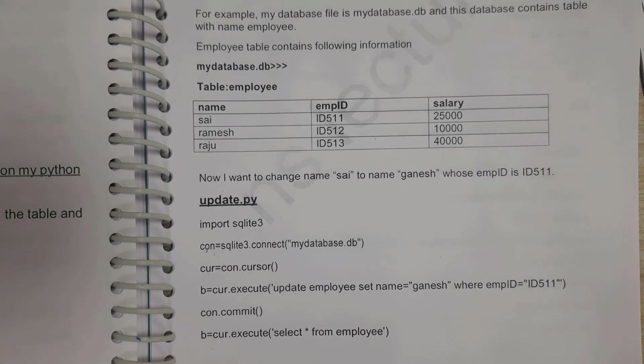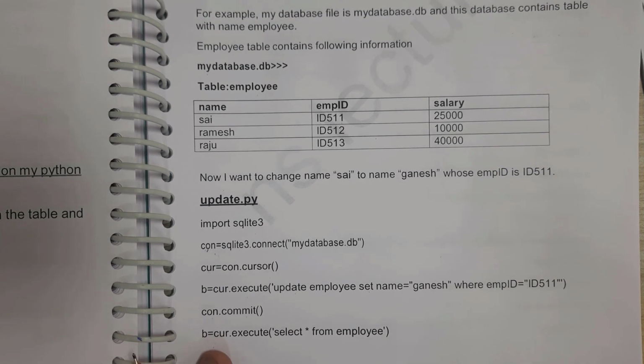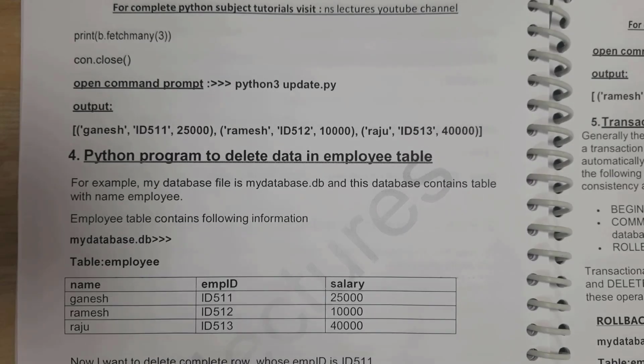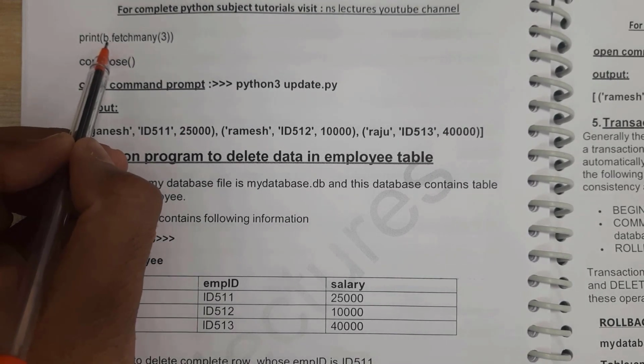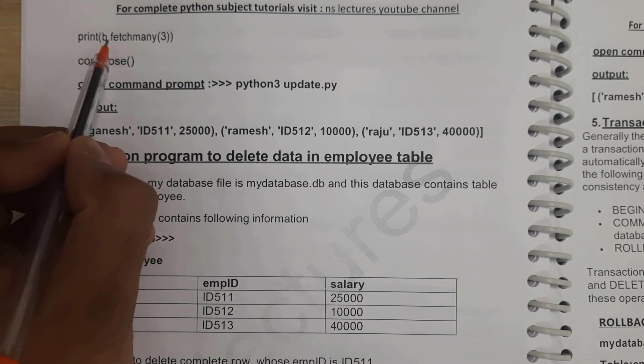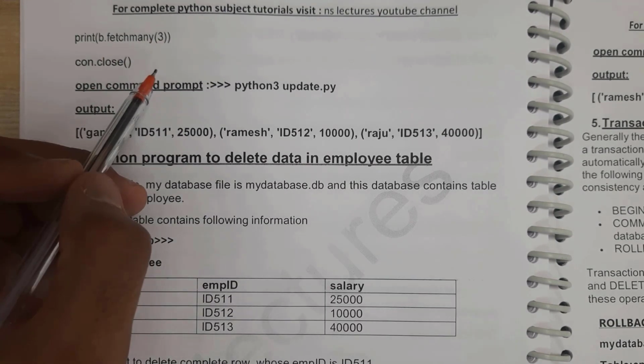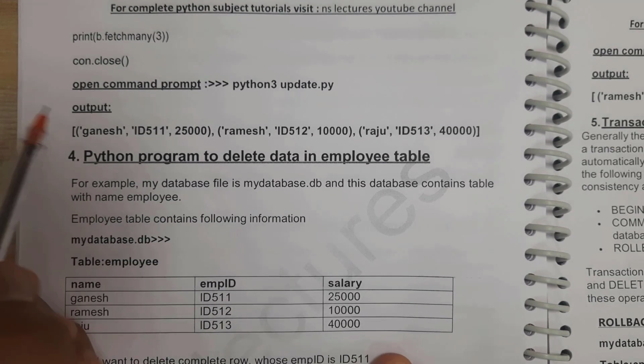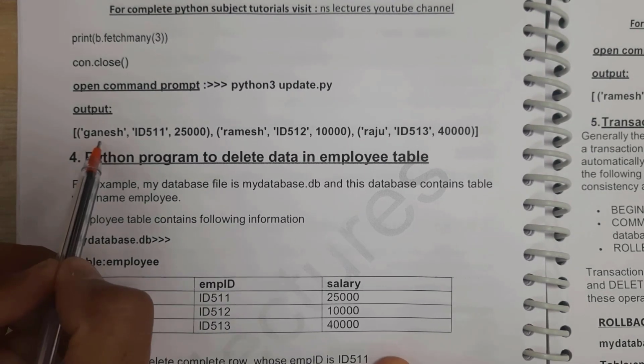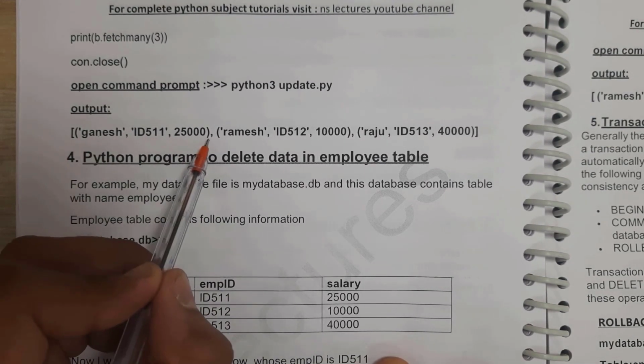Now I want to see the data which is present in variable b. By using the fetchmany method or fetchall method, you can see the data. So just write print, employee table data is present in variable b. So just write here b dot fetchmany of 3. So it will read the first 3 rows. So I'll get the output. It changed the name Sai to Ganesh. So I'll get the output Ganesh, ID 511 and 25,000 and so on.